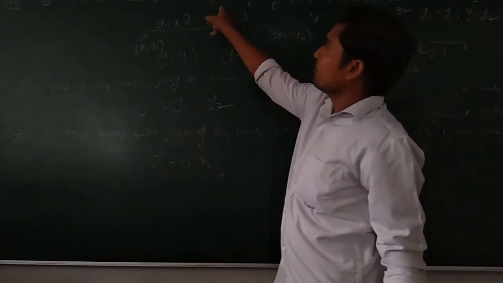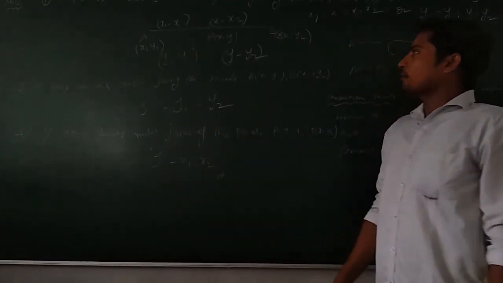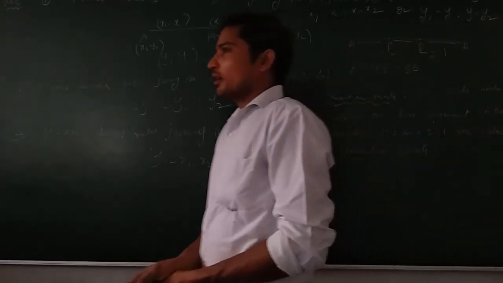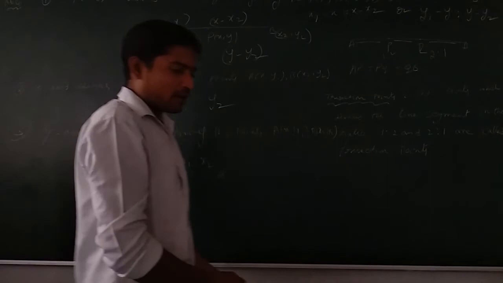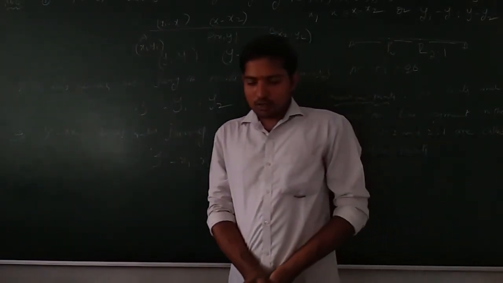And P is a point which divides the line segment joining A and B in the ratio x1 minus x is to x minus x2, otherwise y1 minus y is to y minus y2, and these are the points to be remembered.